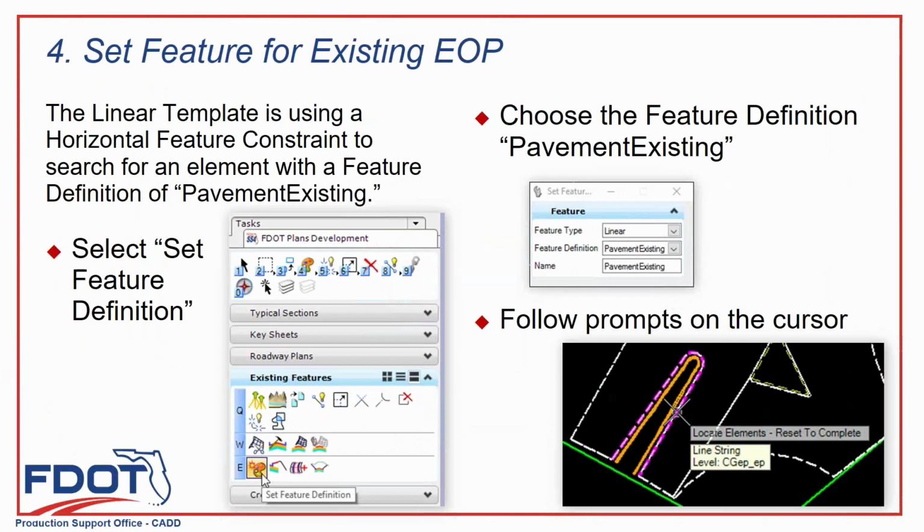So what we're doing here is setting the feature on the existing pavement edge so that we can add that as a target reference to extend it out and tie it. So that's the whole purpose of doing this first step, so that it has a target later on in the second step.